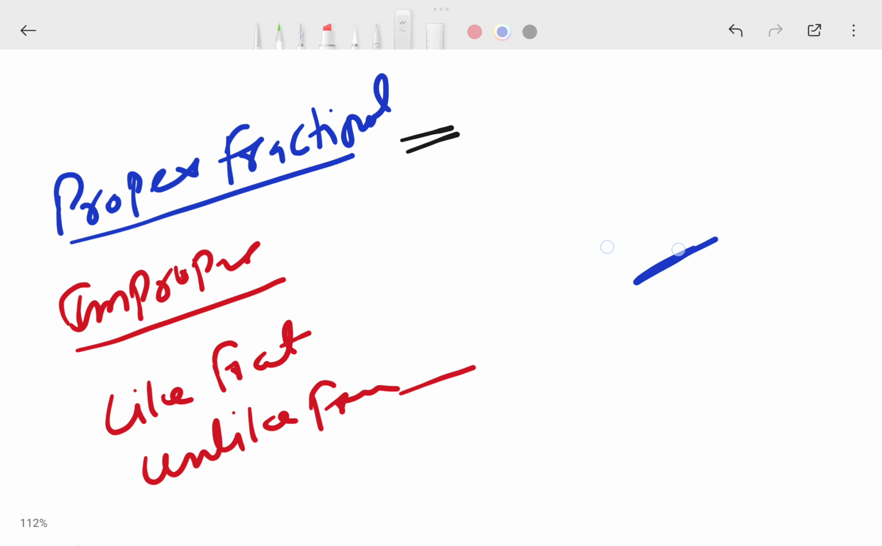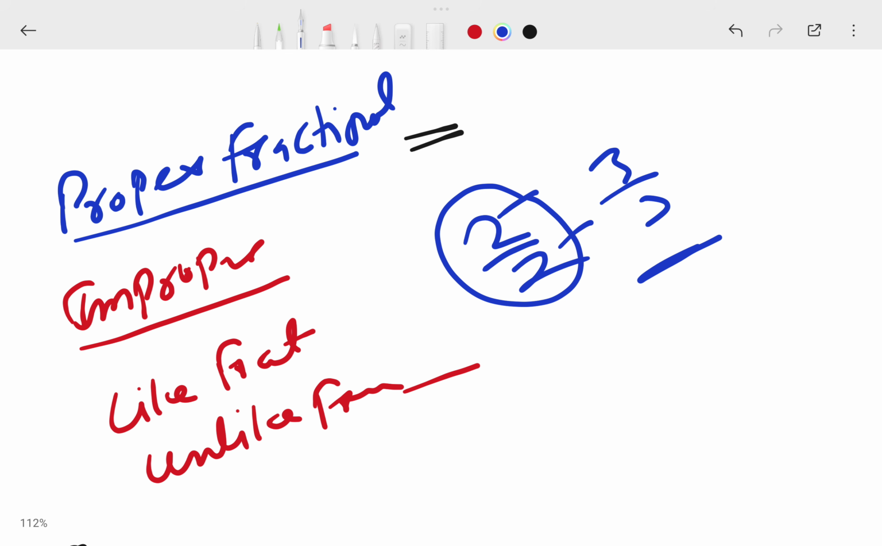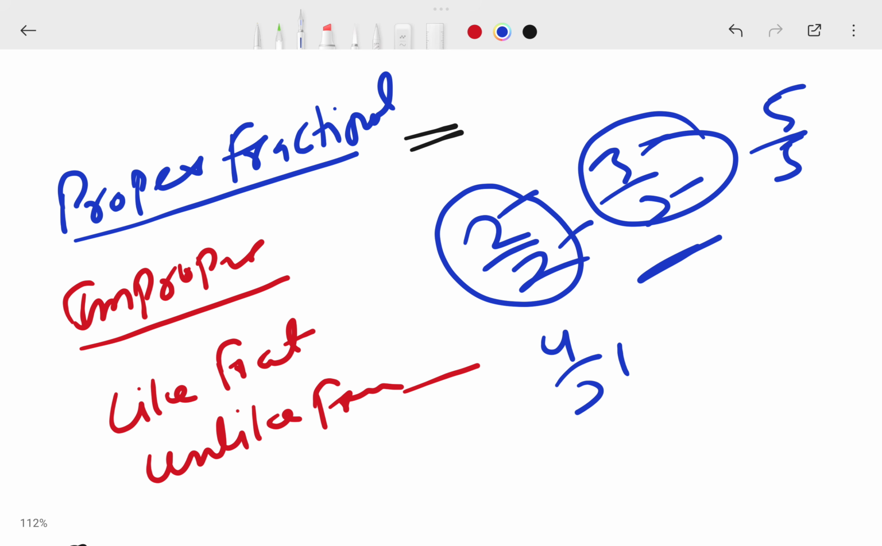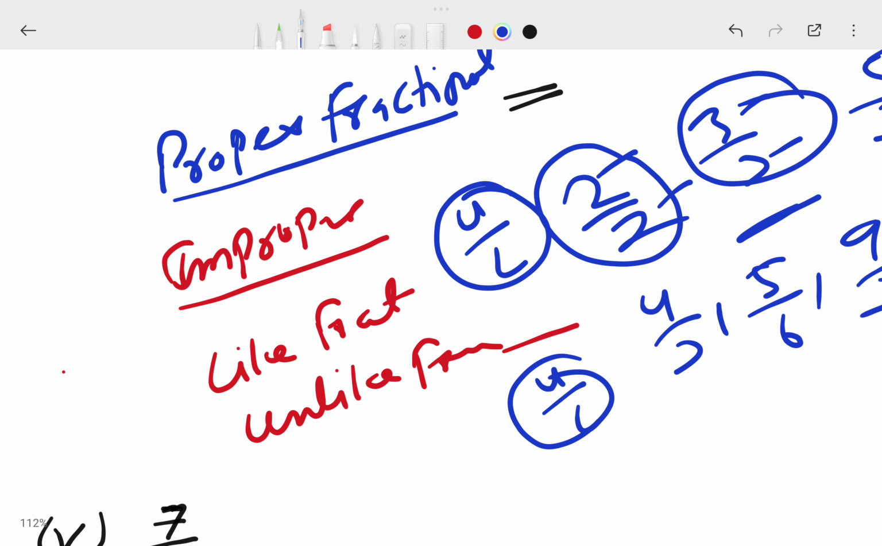Like fraction is easy, both are the same. Like 2 over 2, this is a like fraction. Like 3 over 3, whatever the numerator and denominator will be, it will be the same. Upper number and lower number will be the same. Like 5 over 5, this is a like fraction. But unlike fraction is different. Like 4 by 3, 5 by 6, 9 by 3. These are the unlike fractions. Like fractions means both the upper part and the lower part have to be the same number. But in unlike fractions, the upper and lower are different numbers, okay?